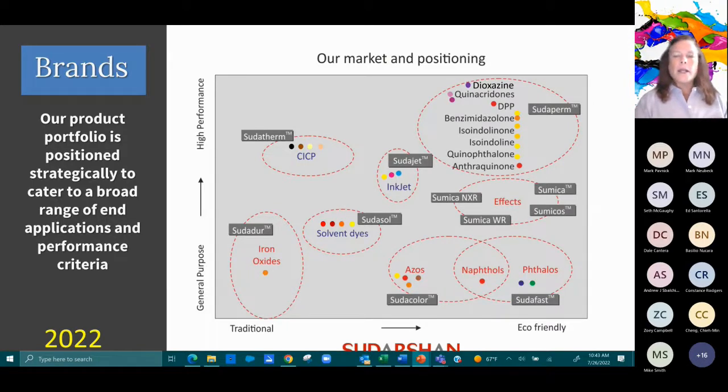So a wide variety of products to meet your needs, and these areas continue to be expanded, and new chemistries are being added along the way. As I mentioned, the Violet 23 and the Yellow 138 are two new chemistries added to our portfolio over the last year, as well as a Pigment Yellow 174. The Sudatherm line of CICPs and solvent dyes are new chemistries in the last couple of years as well.